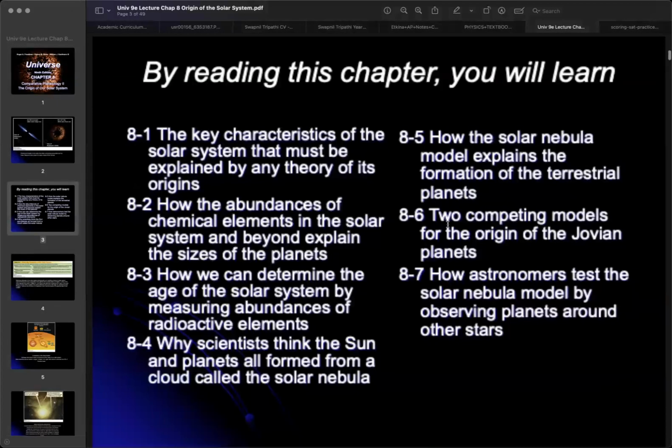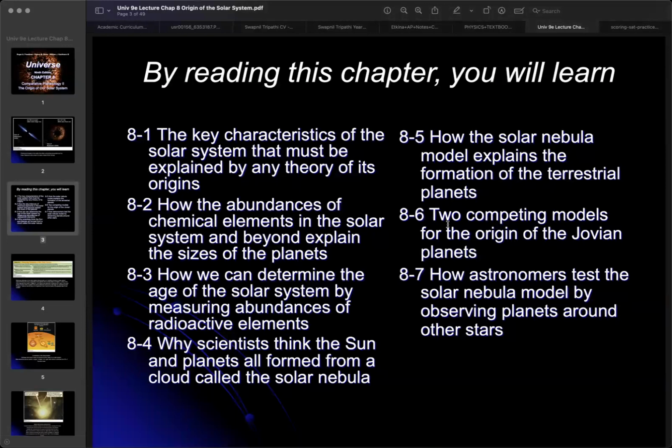In this chapter, the main things that we learn are key characteristics of the solar system that must be explained by any theory of its origins, how the abundances of chemical elements in the solar system and beyond explain the sizes of planets, and how we can determine the age of the solar system by measuring abundances of radioactive elements. This is radioactive dating.